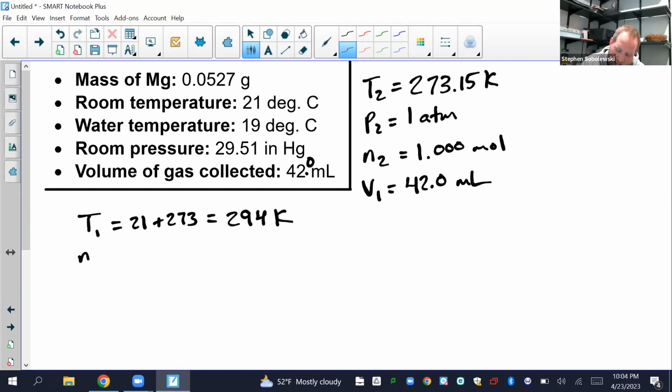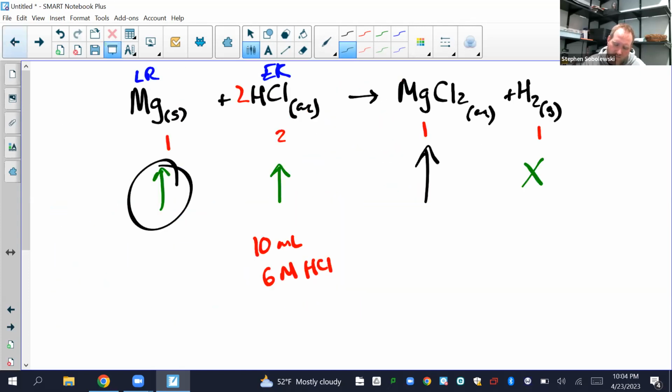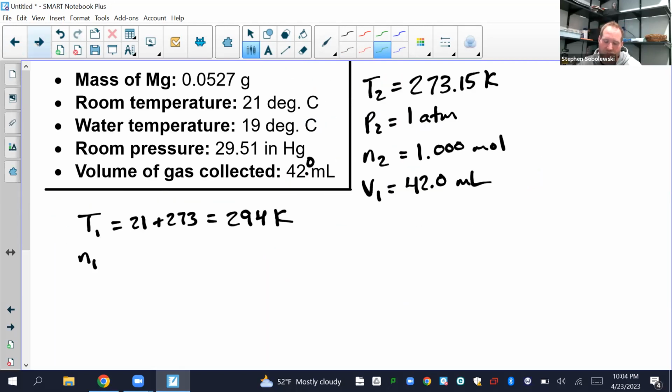Let's solve for N1. N1 is the moles of gas, hydrogen gas. How do we do this? Well, we start by looking at our balanced equation, which you can see here. What's the mole ratio from magnesium to hydrogen? 1 to 1, nice and easy. So all I need to do is turn the magnesium grams into moles, apply the 1 to 1 mole ratio, and that's N1.